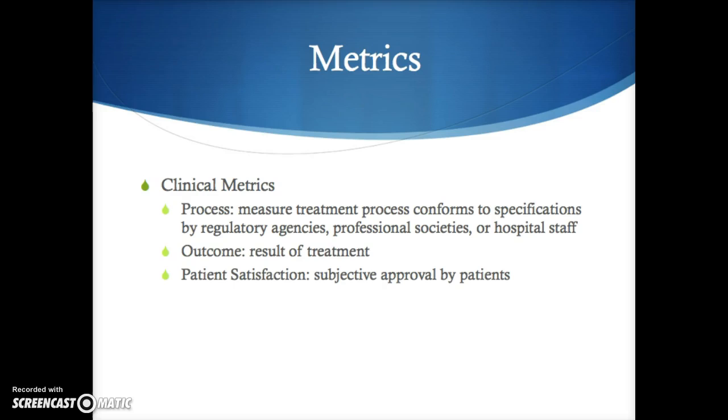So first, when we look at clinical metrics, they can be divided into three categories, which are process, outcome, and patient satisfaction. Process metrics measure the extent to which the treatment process conforms to specifications established by regulatory agencies, professional societies, or the hospital itself. Outcome metrics measure the result of treatment. And patient satisfaction metrics measure the subjective approval by patients of their experience at the hospital.